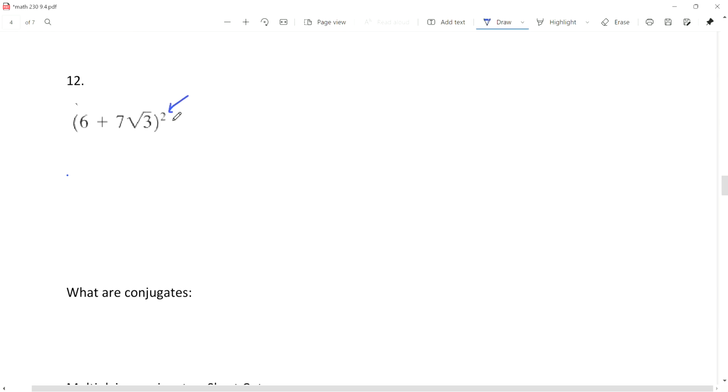Question 12, we have 6 plus 7 square root of 3 squared. What does this square term mean? Well, it means I need to multiply 6 plus 7 root 3 to itself twice. So let's do that. Now that means we have to FOIL. So let's FOIL. 6 times 6, that's 36.